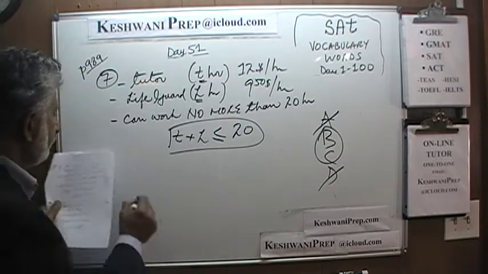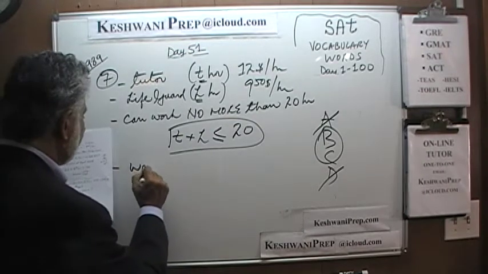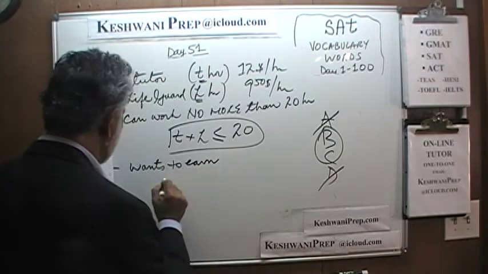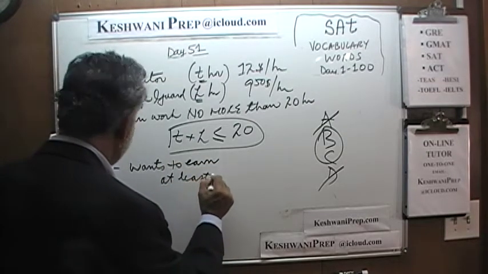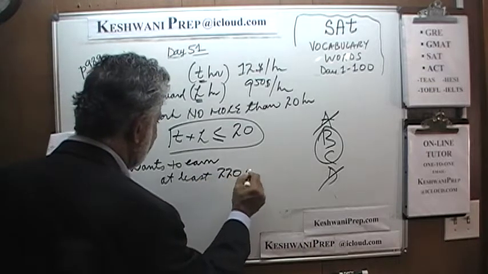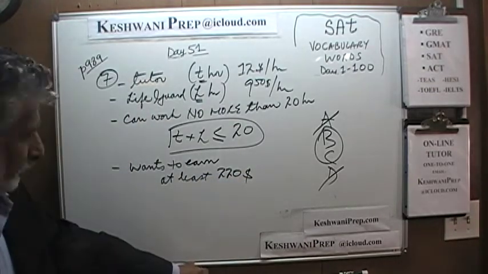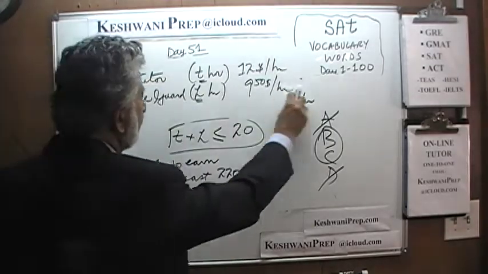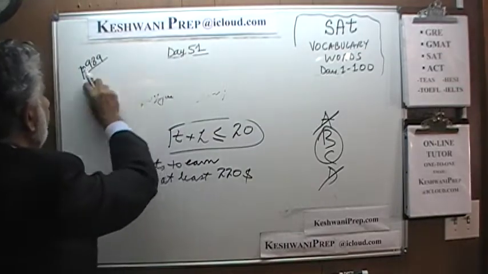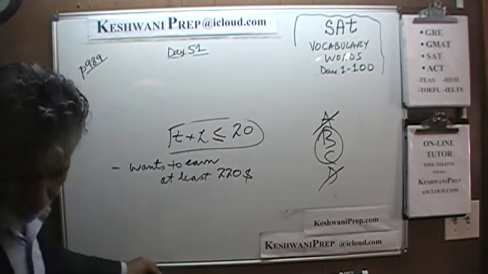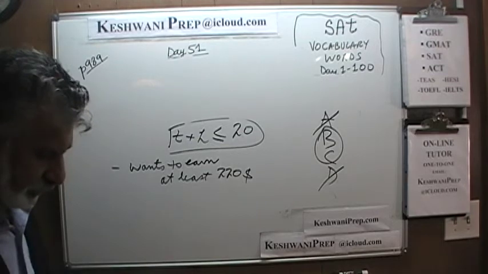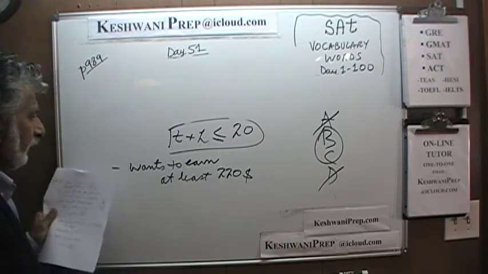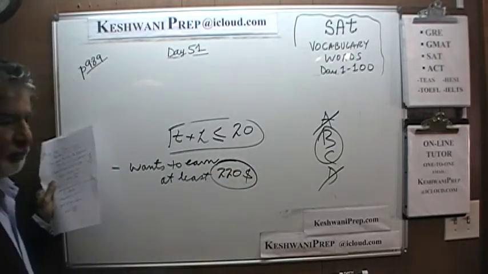Let's keep on going. We're further told that she wants to earn at least $220. But there's another inequality there. Let's work on that on the top. Well, that was a very bright move because I just erased the hourly wage. $12 for tutoring and $9.50 for the lifeguard job. And she wants to earn at least $220.